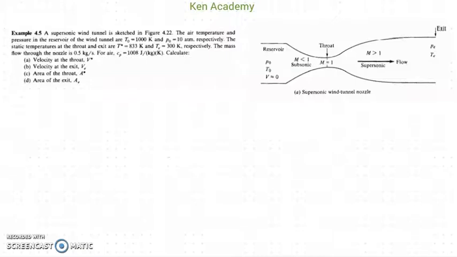So to begin with our problem, let us write down our known givens. Okay, so our known givens, let us begin with our reservoir, R, or let's just use the appropriate symbol, O. Now the temperature in the reservoir is 1000 Kelvin. Pressure is 10 atmospheres.